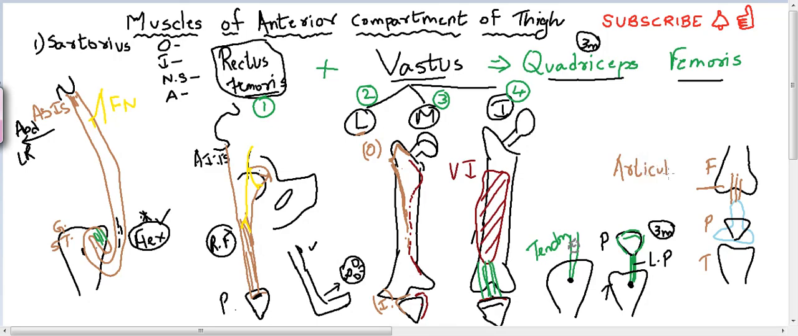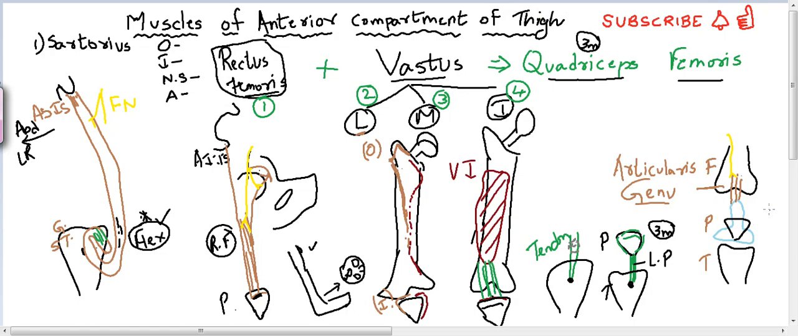Articularis genu, origin lower 1/4 anterior surface of femur, insertion suprapatellar bursa or the synovial membrane. Obviously the nerve supply is femoral nerve. All these muscles are supplied by femoral nerve only. It pulls up the synovial membrane during extension of knee joint so that the synovial membrane is prevented from bursting open.